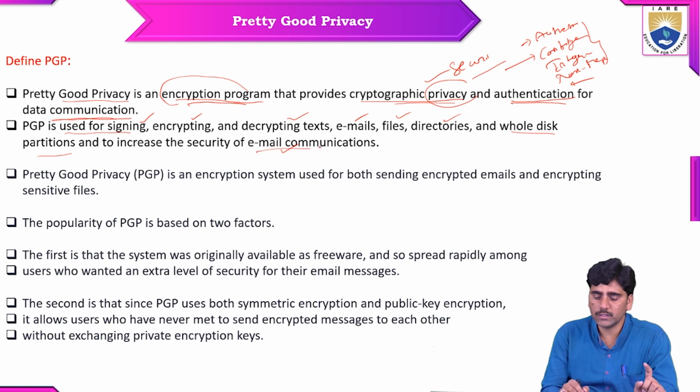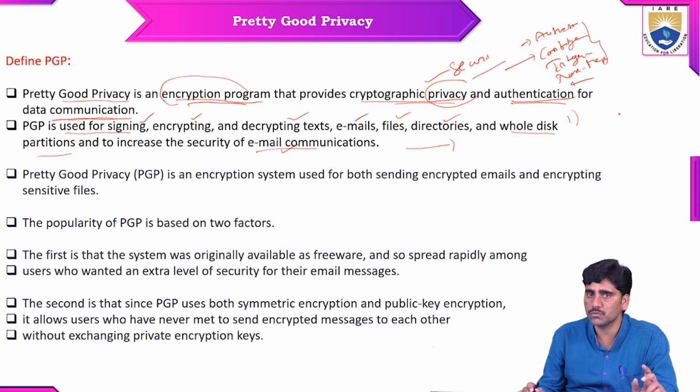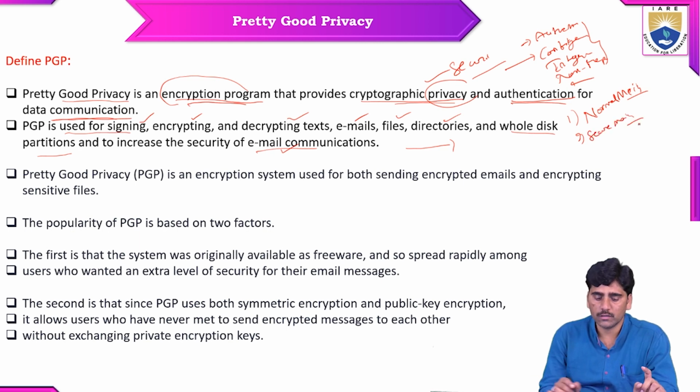Email communication is nothing but communicating with another person by writing mails or transferring mails. In that, there are two types of mails the users can write. One is normal mails, and the second one is secure mails. So to increase the security of email communication, this PGP is used.